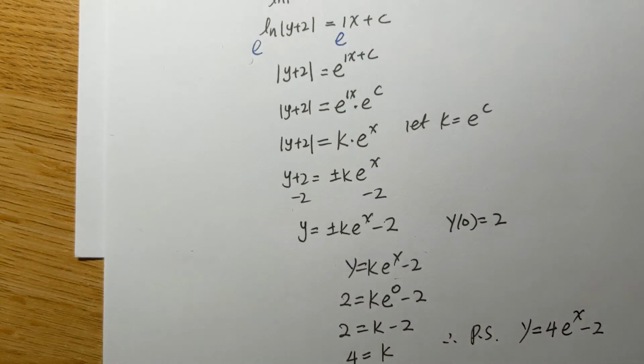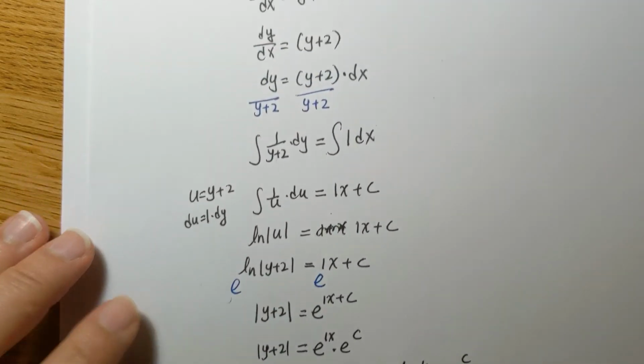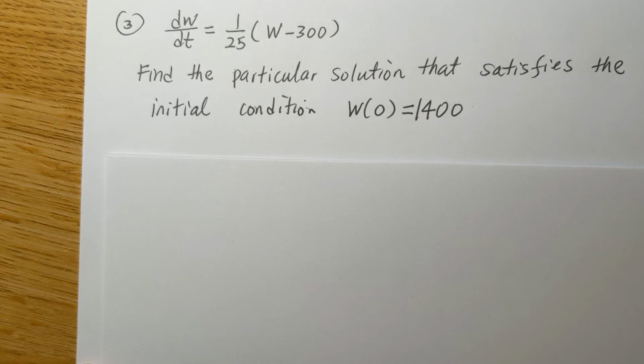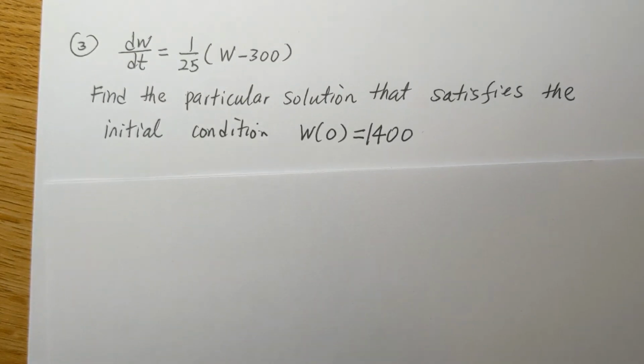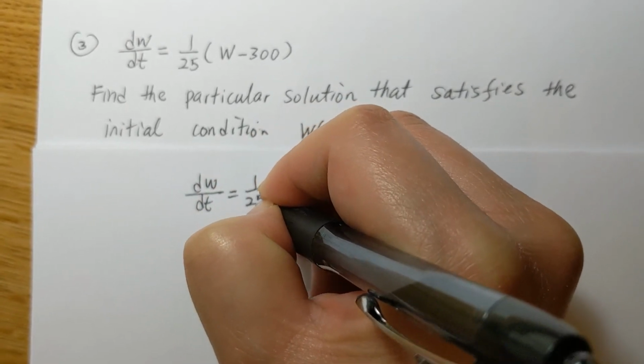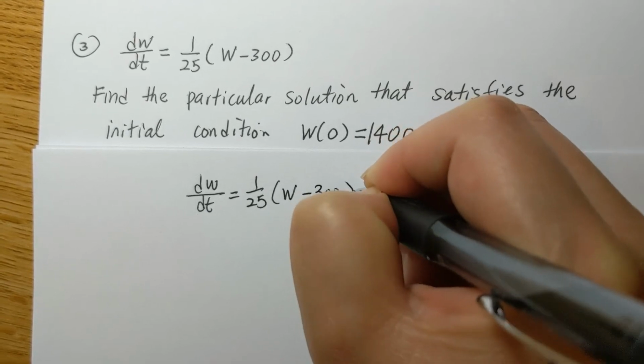So let's go to question number 3. Question number 3. It looked a little bit different than the previous 2 questions. The 2 variables are w and t. So even though the variable changed, the concept stays the same. So now we got dw over dt equal to 1 over 25, and we got w minus 300.